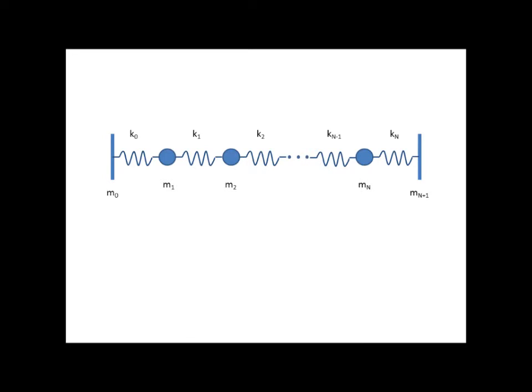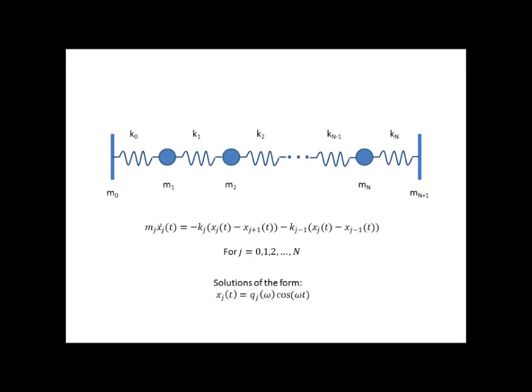Let's begin by taking a look at some of the mathematics required to model a mass spring chain. If we consider a generic series of n springs and n masses, we can describe the motion of the system with a set of equations of the following form. These second-order linear differential equations can be solved with the relation shown here, where q represents the amplitude of oscillation.